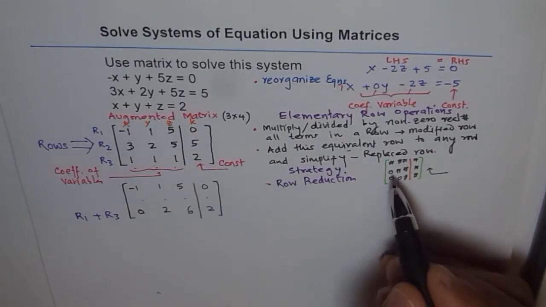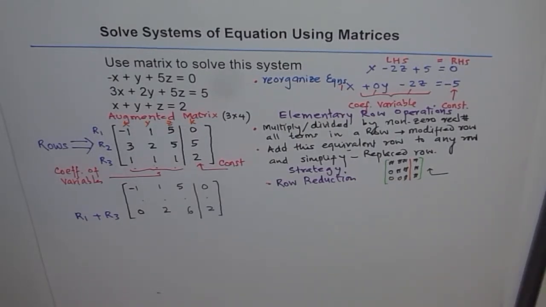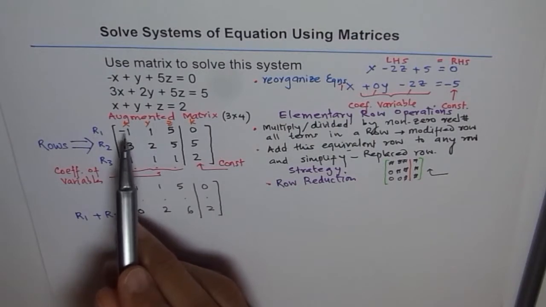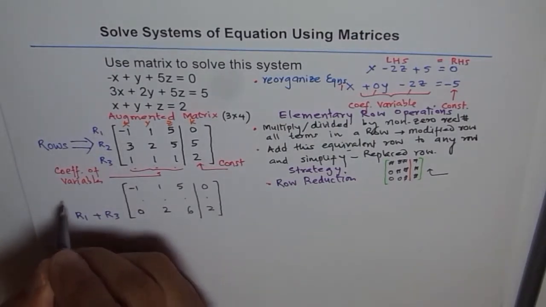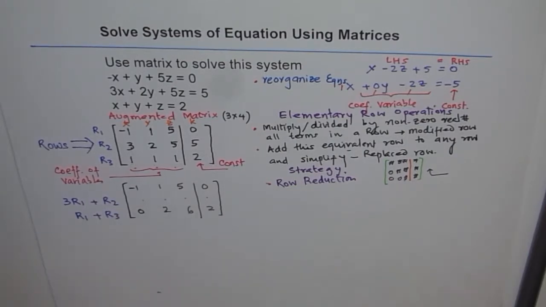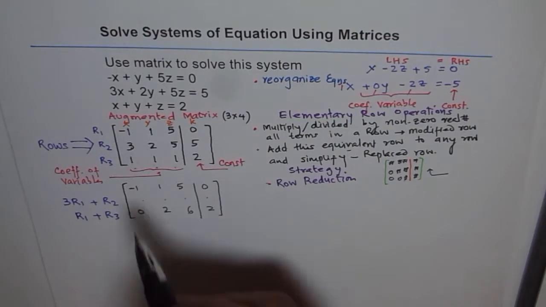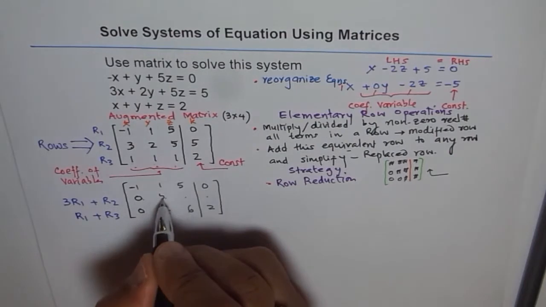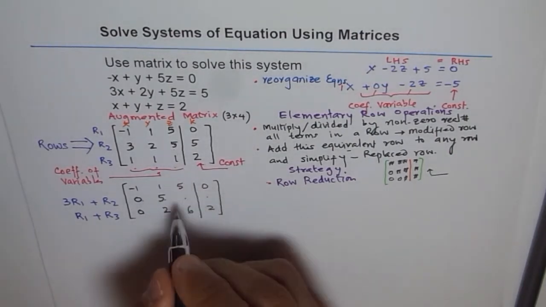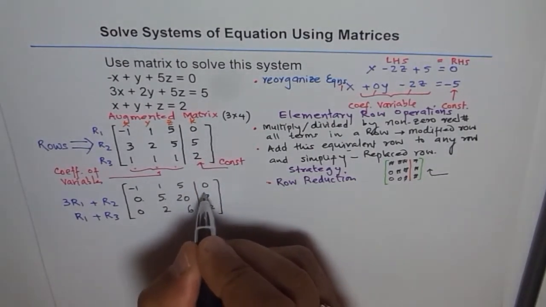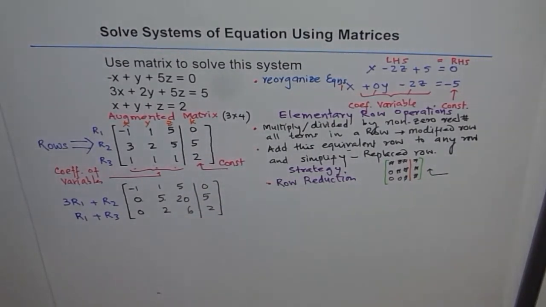Now, the second step: I want to make that a 0. How will I make row 2 column 1 a 0? It can be made 0 if I multiply the first row by 3 and then add. So I'm trying to do 3 times R1 plus R2. I do that, and 3 times this is minus 3, plus 3 is 0. 3 plus 2 is 5. 3 times 5 is 15, plus 5 is 20. 3 times 0 is 0, plus 5 is 5. So we get this second step.